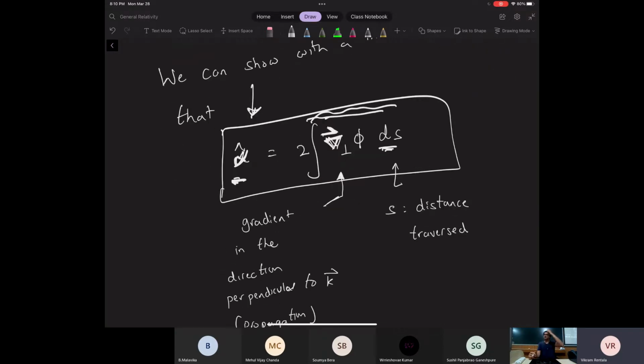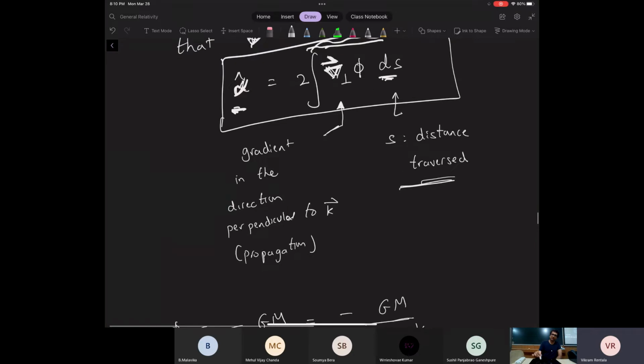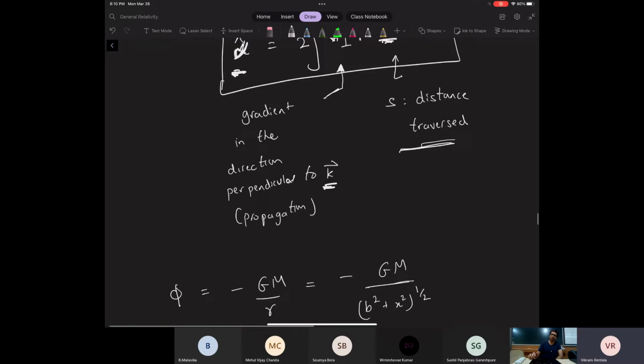You can check out the derivation in section 7.3 of Sean Carroll's book. So s is this distance traversed, and this gradient of phi, more generally, is the gradient in the direction perpendicular to the momentum vector k, the direction of propagation of this light beam.